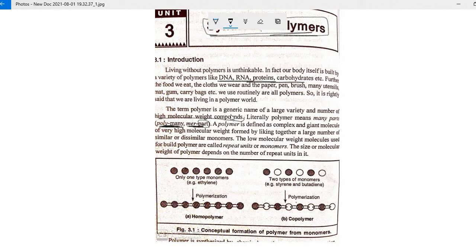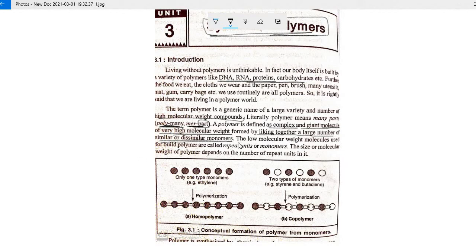So the actual definition of polymer is that a polymer is defined as a complex and a giant molecule of very high molecular weight, formed by linking together a large number of similar or dissimilar monomers.